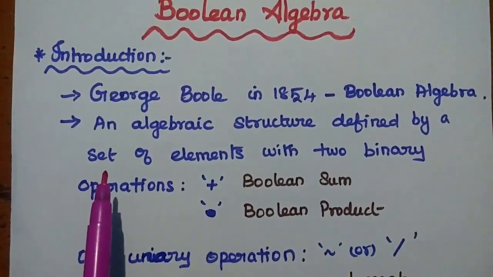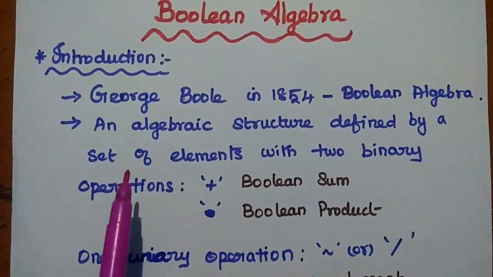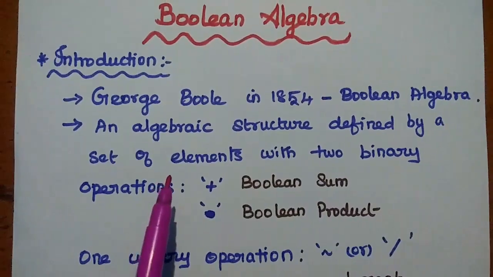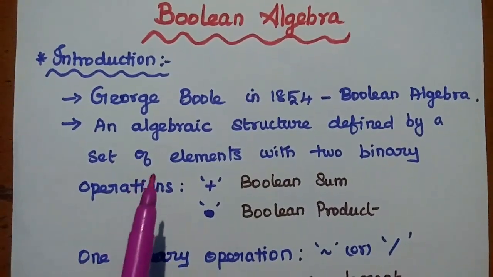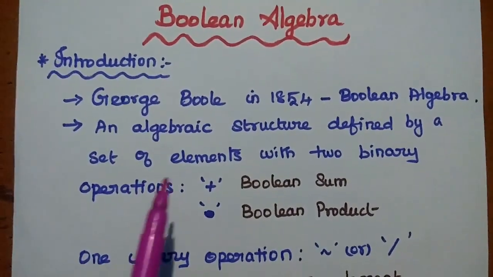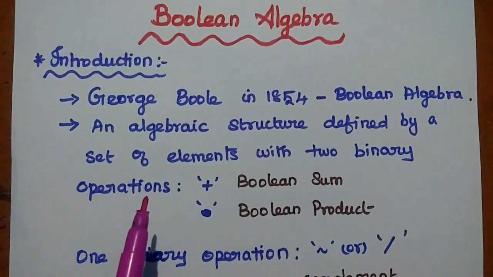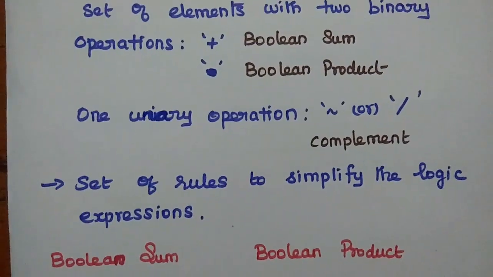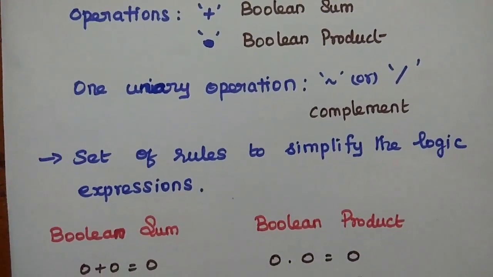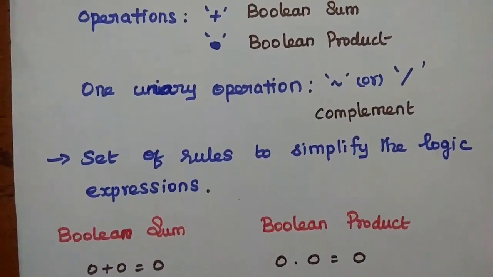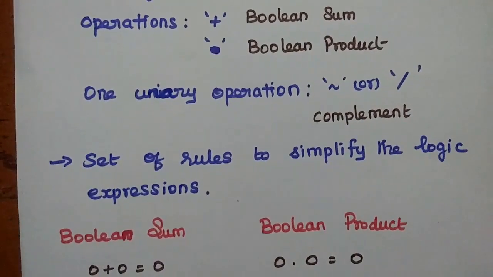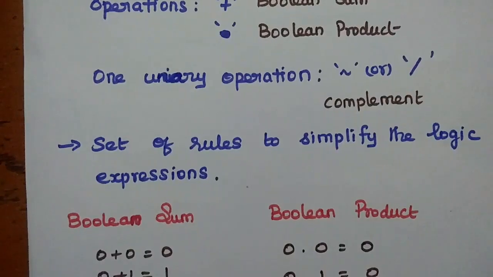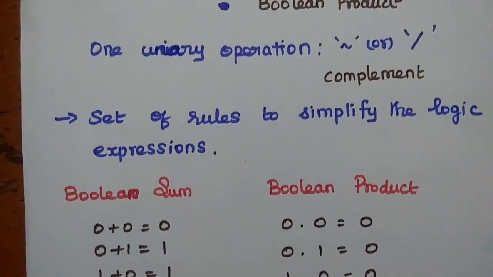Here we are talking about a set of elements. The set of elements here are binary 1 or 0. Binary 1 represents high value. Binary 0 represents low value. Okay. So it is a set of rules mainly used to simplify the logical expressions. Logic here means it is used in digital circuits.